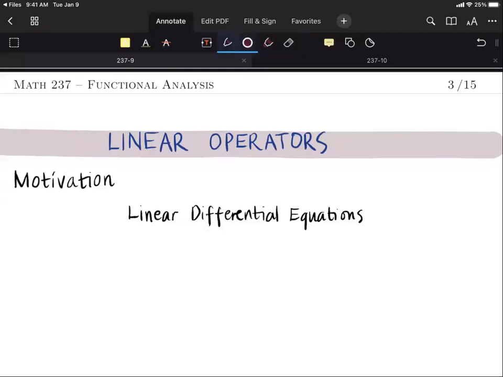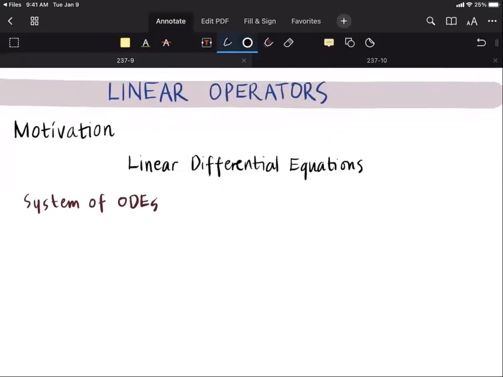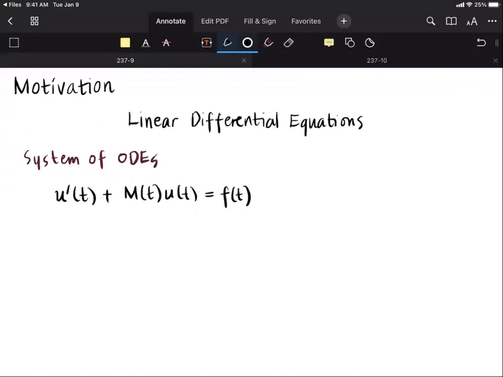So the simplest would be, let's say, a system of ODEs. You have a system of linear ordinary differential equations, and let's say we have the following: u prime plus M of t, some matrix valued function M of t, u of t equal to f of t. And with an initial data, which we do not specify at this point.